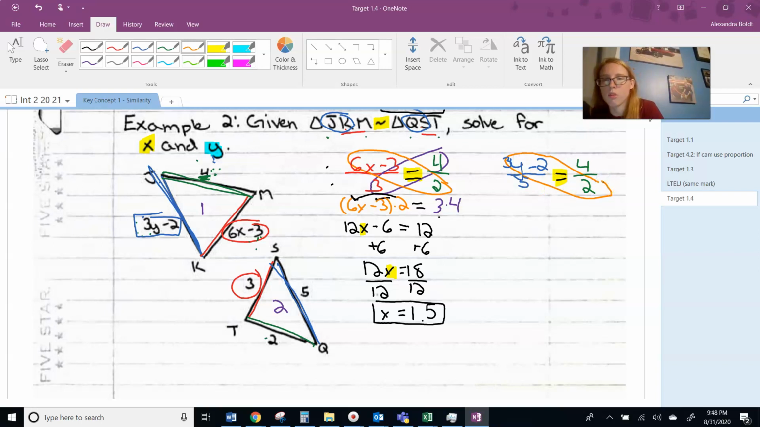So we have 3y minus 2 times 2 equals, and that's 5 times 4. Okay. Make sure we distribute. 2 times 3y is 6y. 2 times 2 is 4, so we get 6y minus 4. And 5 times 4 is 20.